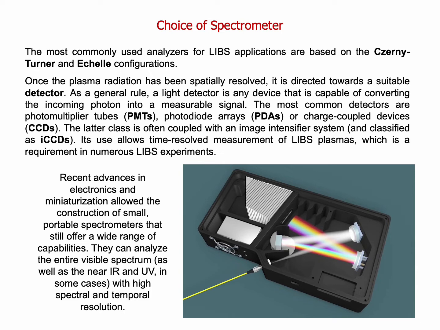Analyzers and detectors are almost always found integrated as a single system, which is set up by its manufacturer to best satisfy the needs of a particular application. Recent advances in electronics and miniaturization allow for the construction of small, portable spectrometers that still offer a wide range of capabilities. They can analyze the entire visible spectrum, as well as the near IR and UV in some cases, with high spectral and temporal resolution.